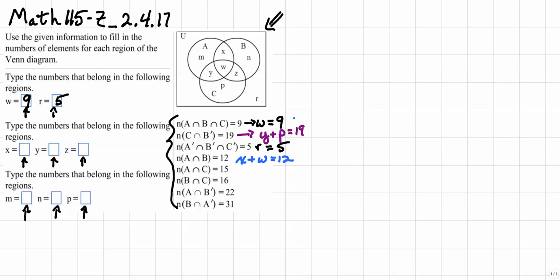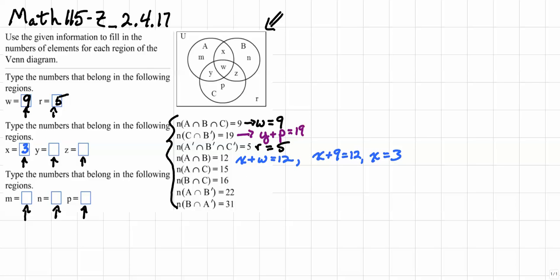But we already know what W is. It's 9. So that means that I can go ahead and say that X plus 9 is equal to 12. Therefore, X is equal to 3. And I can write that in this area right here. Next, we're going to look at the intersection of A and C, and that's going to be equal to 15.